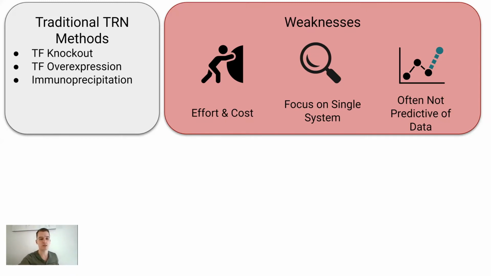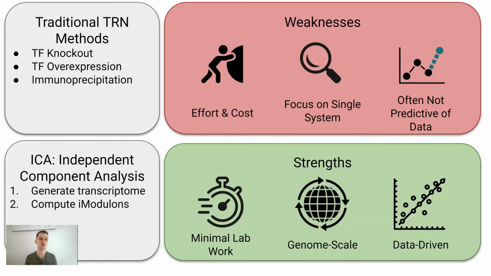So we sought a different approach, which is independent component analysis. We take cells and expose them to a wide range of conditions, and then we measure their gene expression in each condition, and then we pass that into a machine learning program to try to understand the underlying structure. And this gives you a genome-scale understanding of how the cell works. It's data-driven, and it requires minimal lab work in comparison to the other methods.